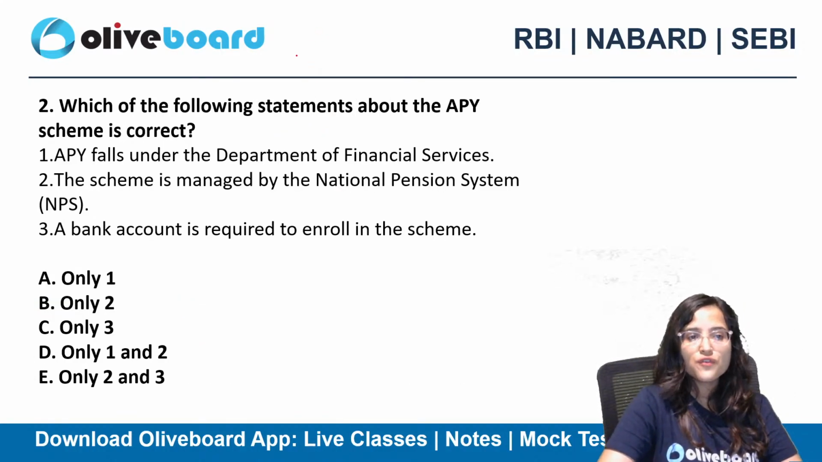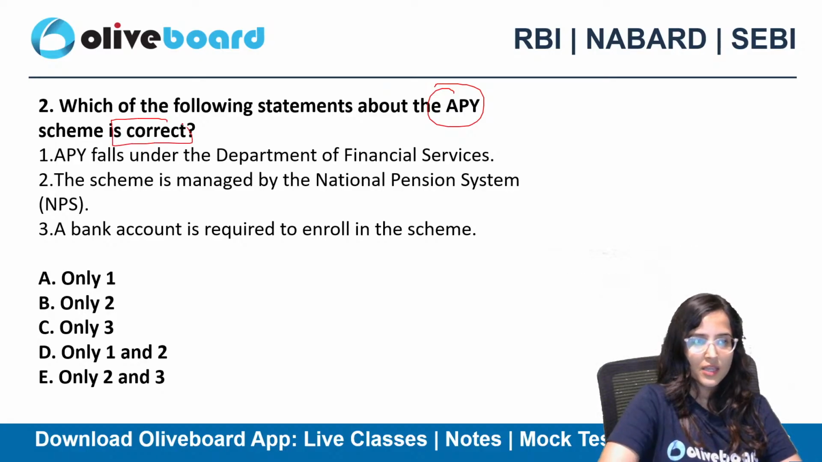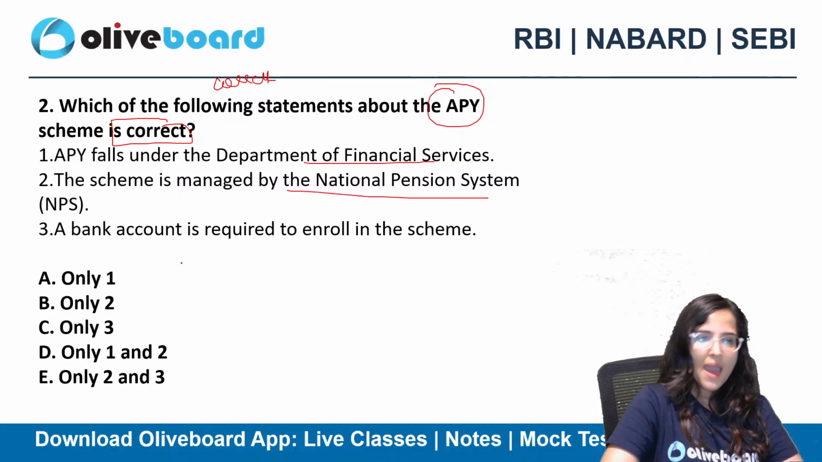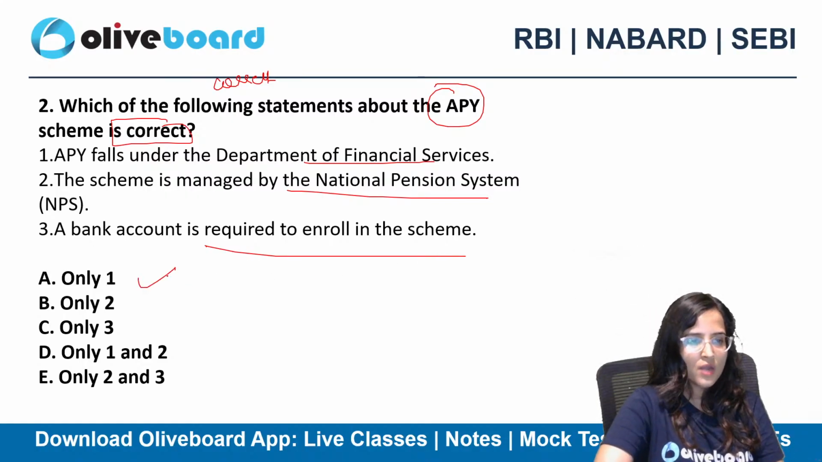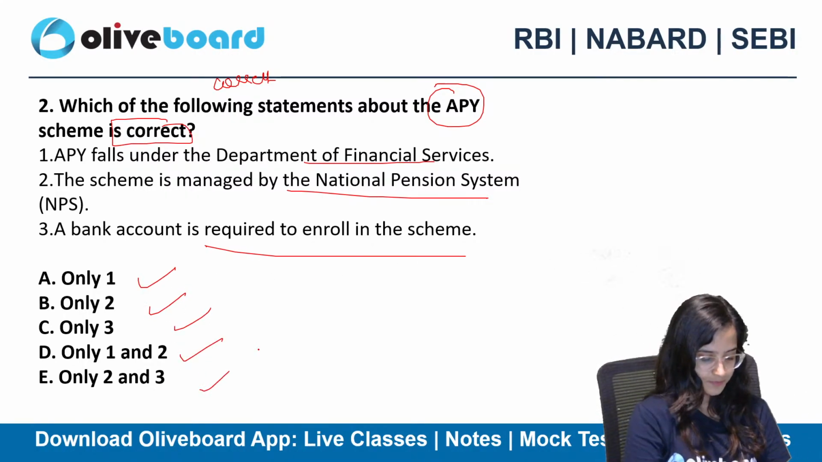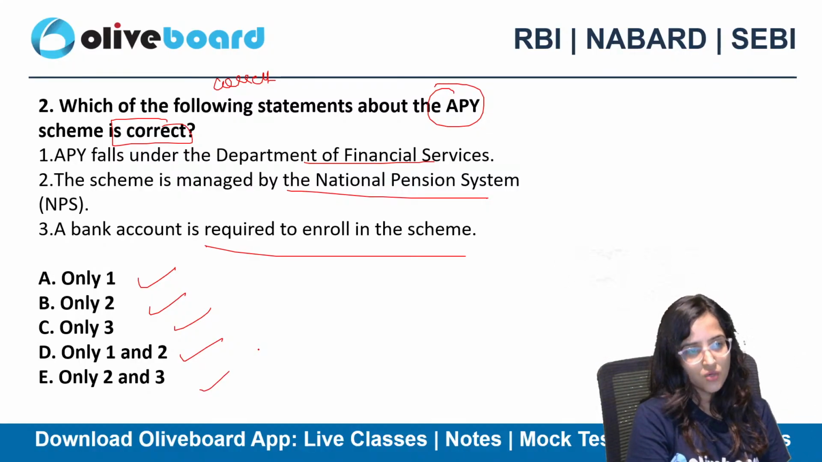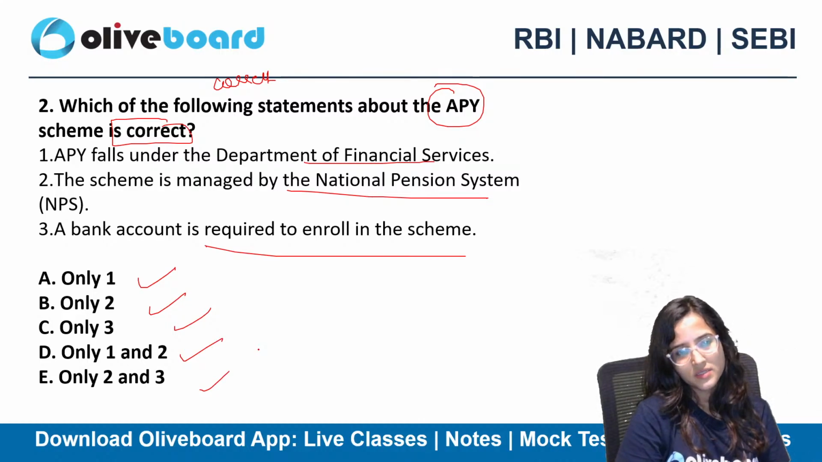Well, which of the following statements about the Atal Pension Yojana scheme is correct? So you have to identify the correct statement. One, APY falls under the Department of Financial Services. Two, the scheme is managed by NPS. Three, a bank account is required to enroll in this scheme. What is the answer? Only 1, only 2, only 3, 1 and 2, or only 2 and 3? Question 2. Shinchan is saying C, only 3. Manish is saying E, only 2 and 3.